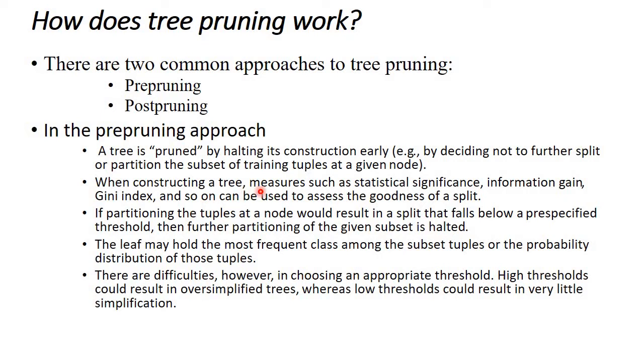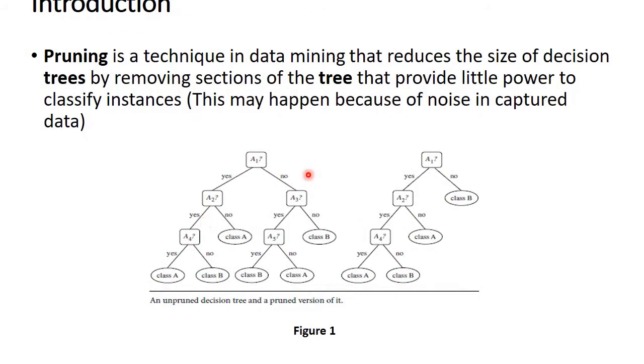When constructing a tree, measures such as statistical significance, information gain, Gini index, and so on can be used to assess the goodness of the split. If partitioning the tuples at a node would result in a split that falls below a pre-specified threshold, then further partitioning of the given subset is halted. Now this sentence is talking about when do we go for pruning a subtree. Now, if I come back to this example here, this subtree has been pruned.